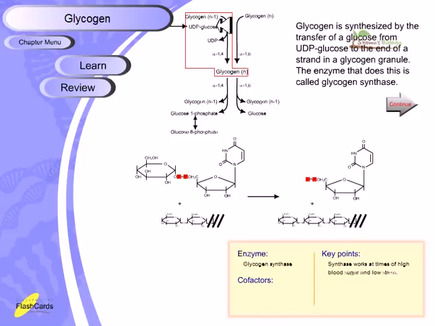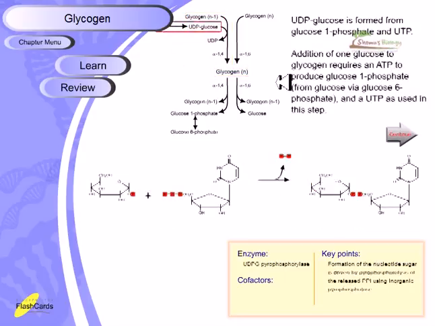Glycogen synthase works at the time of high blood sugar concentration, because if we have high sugar, that means we need to store some amount of sugar for future times. In those situations only, the storage of glucose as glycogen occurs. UDP-glucose is formed from glucose 1-phosphate and UTP. Addition of 1 glucose to glycogen requires an ATP to produce glucose 1-phosphate, which can be produced from glucose via glucose 6-phosphate, and UTP is used in this step. So we have this glucose 1-phosphate and this UTP. What happens is that 2 phosphate groups are released, so only UDP remains.